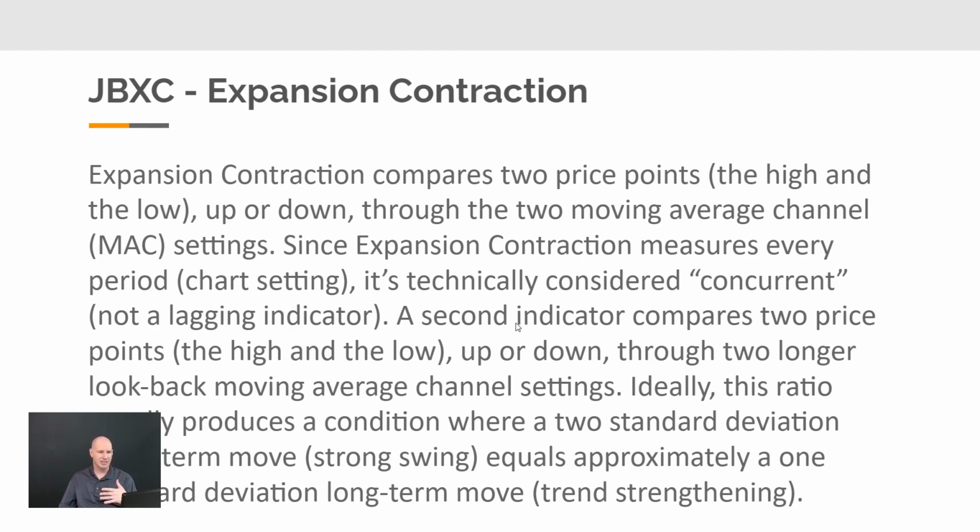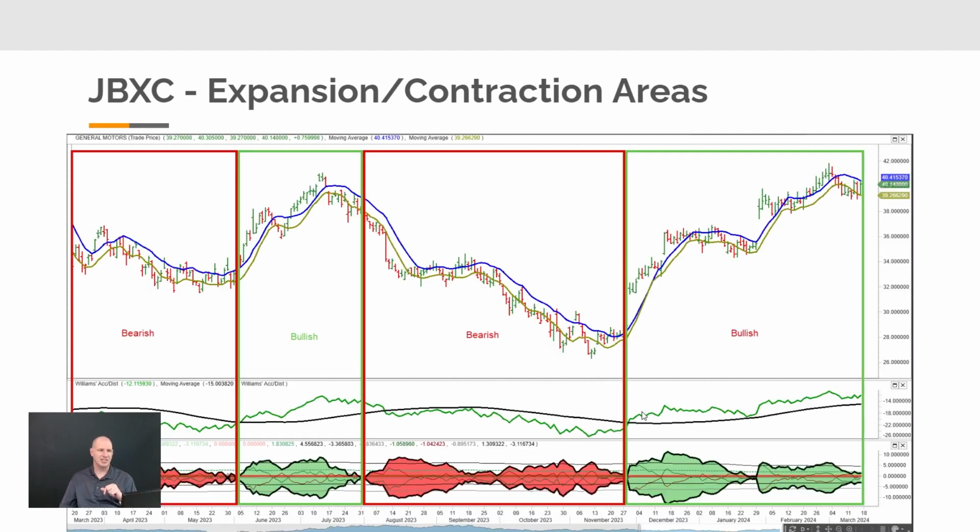And then a second indicator compares the two price points between the high and the low, up or down, through the longer look-back moving average channel settings. This ratio produces a condition where 2 standard deviations equals approximately 1 standard deviation move up. So what does that mean? So we get these expansion contraction areas.